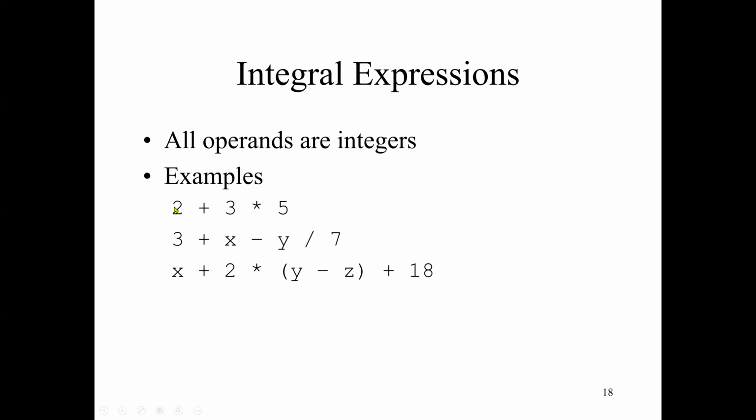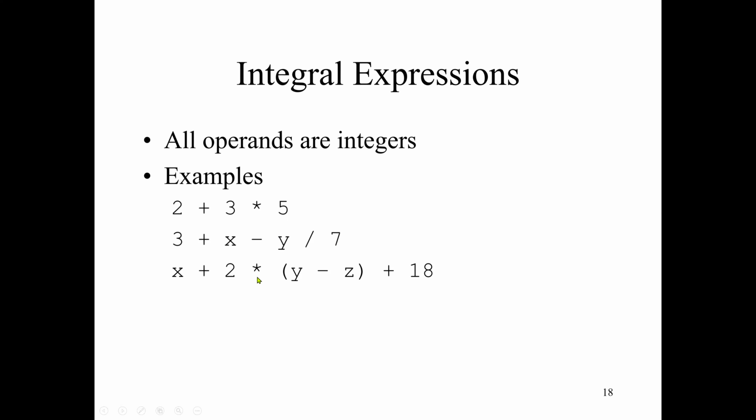So for example, we have 2 plus 3 times 5. This means we are going to multiply 3 by 5 first because multiplication have higher precedence than addition. So 3 times 5 is 15 plus 2, 17. Here we have 3 plus x minus y divided by 7. So we have to know the value of x and y in order to execute this expression. Same thing applies to the third.